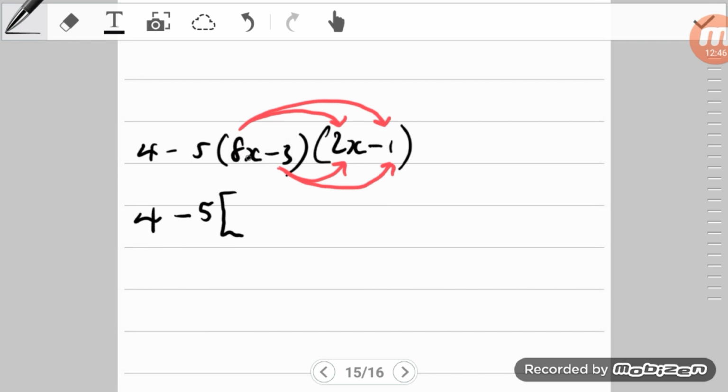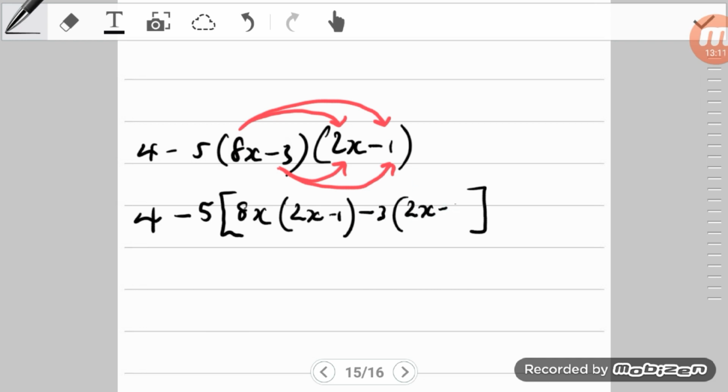And then I would expand the 8x minus 3 by the 2x minus 1. That's what I recommend. All right. So here we go. 8x is going to multiply the bracket on the right. That is 2x take away 1. So the 8x, this is the first term, is going to distribute into the bracket on the right. And then the minus 3, once again, is going to distribute into the bracket on the right.